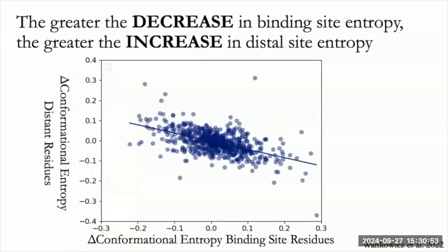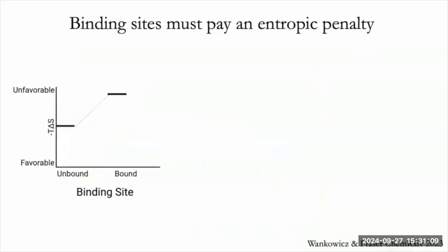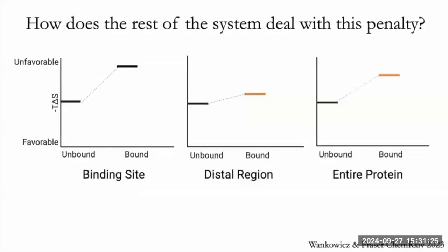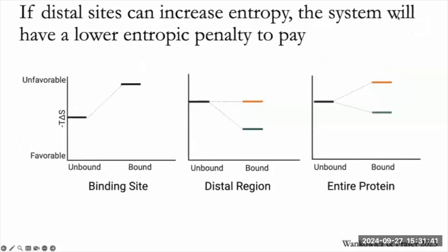Looking across about 700 different proteins, we observed that the greater the decrease in the binding site entropy, so the more loss of flexibility, the greater the increase in distal site entropy. The theory behind this is that proteins are almost always going to pay some sort of entropic penalty to be able to bind something. This is oftentimes very much in the binding site, but you have two possibilities in distal regions. You can have a distal region that becomes a lot more rigid, and then the protein overall is going to have to pay a very large entropic penalty. But you could have a different scenario in which the protein becomes more flexible in the distal region, and then it's going to have to pay a much lower entropic penalty to be able to bind.